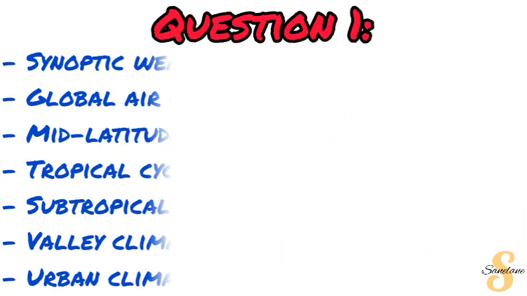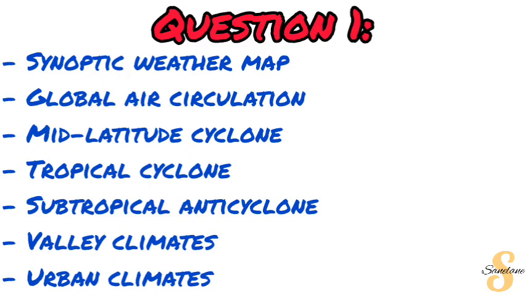Your question paper will be laid out in 3 questions only, and those 3 questions will be based on 3 main topics that will be broken down per question. So in question 1, the main topic is climate and weather.